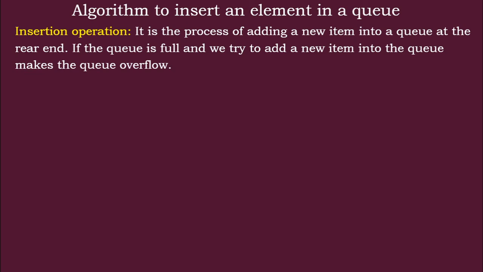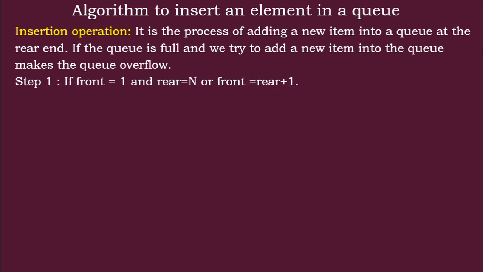If the queue is full and we try to add a new item into the queue, it makes the queue overflow. That means we can insert the element only in the queue where some space is there. If the queue is full, we cannot add more elements. Let us see the algorithm.